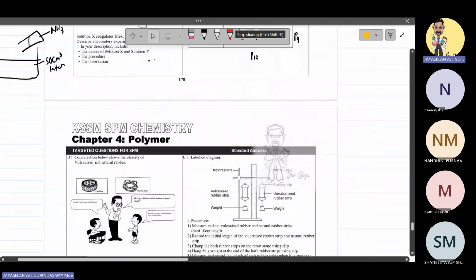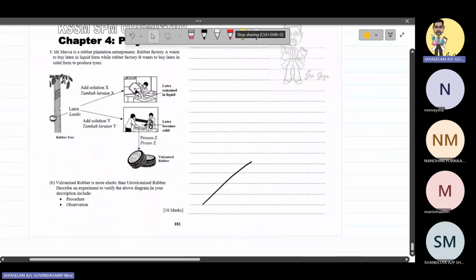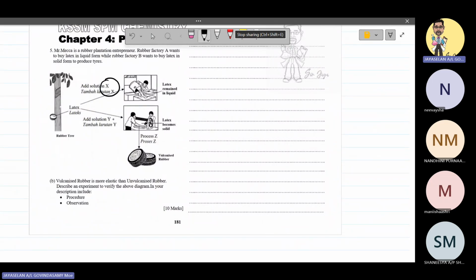After you memorize this, I want you to write. How to write this? Here, you see, I do different questions differently. Here they want procedure, observation, and to verify. So solution X, solution Y, maintain the latex in liquid form. I changed the question. This question is from the SBP 2019 paper.